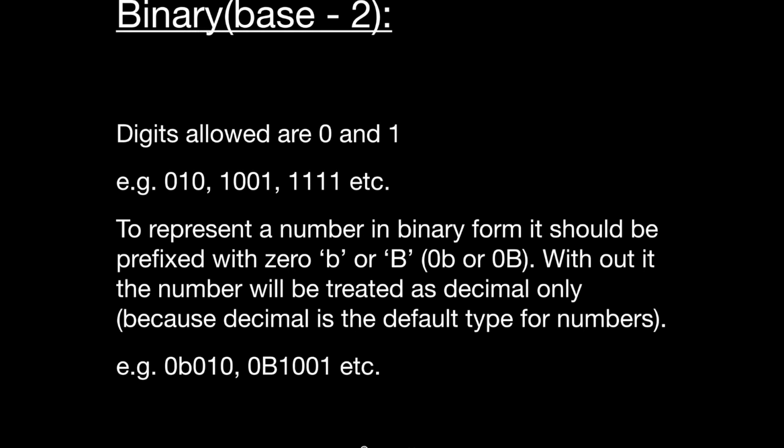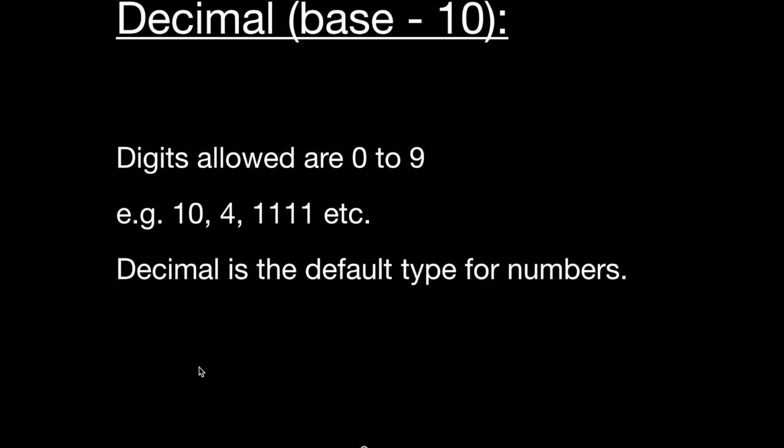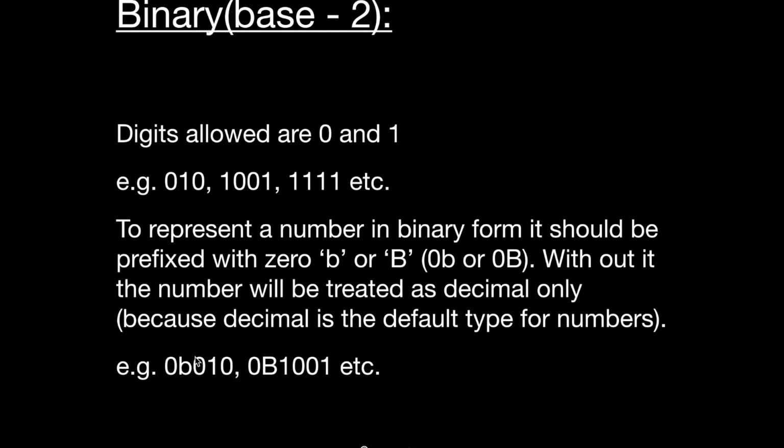To represent a number in binary form, it should be prefixed with 0b, in small or capital. Without it, the number will be treated as decimal only, because decimal is the default type for numbers. And in Python, this is the way to represent a binary number: 0b101 or 0b1001, etc. Just a minute, I'll show you.